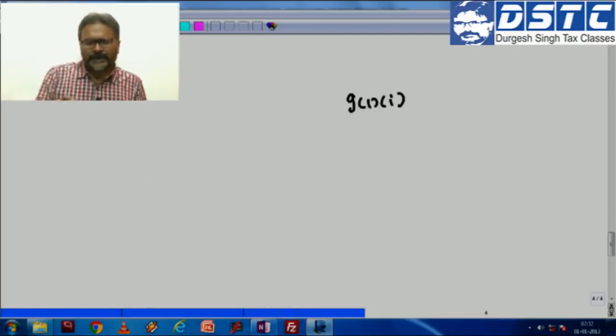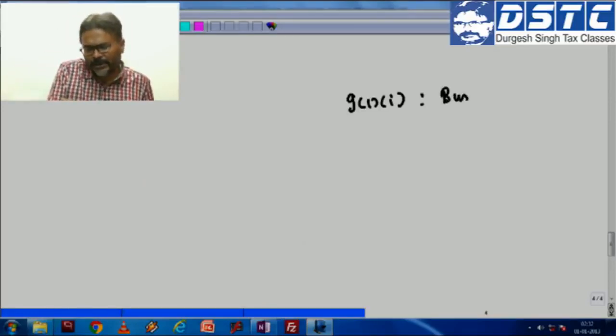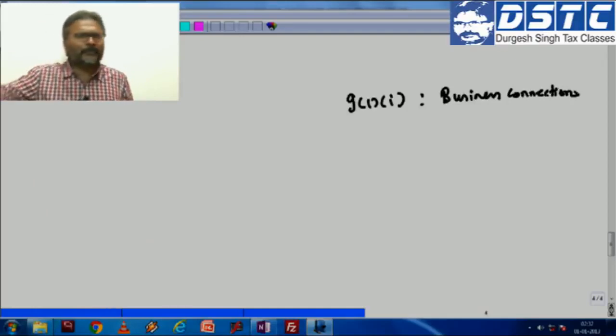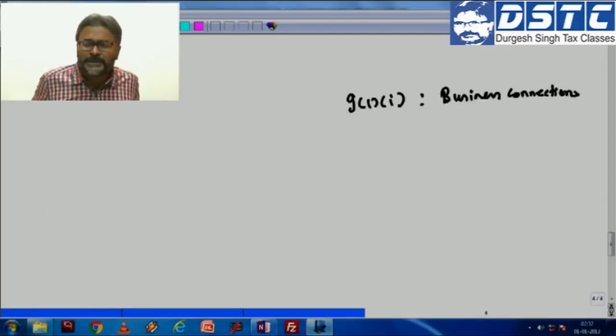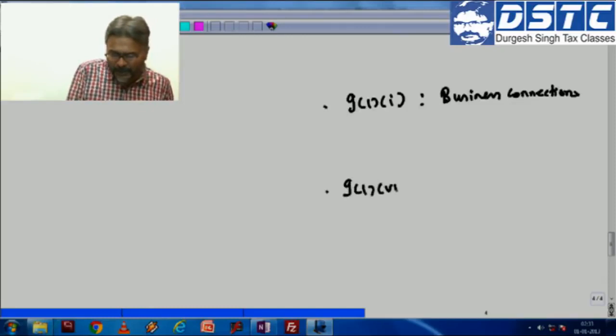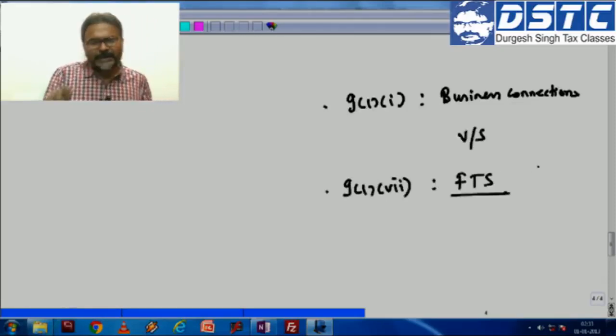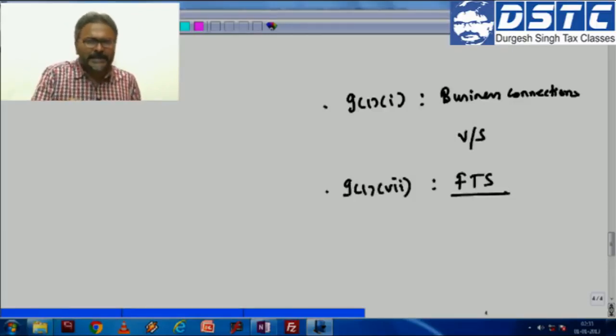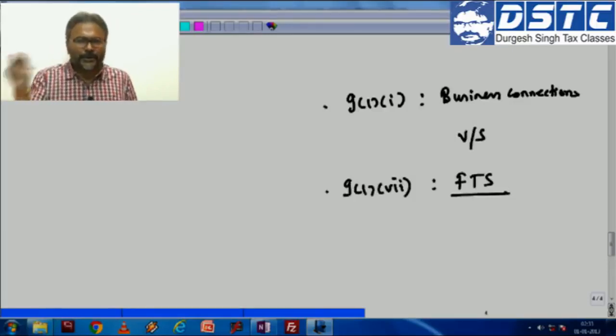So they give you a list of things. One of the things happens to be business connection. So if there is a business connection of the non-resident in India, then which income will it give rise to? Business income. So that business income will be deemed to accrue or arise in India for that non-resident. 9(1)(vii) is about fees for technical services. So the question that came up was whether it is a business income arising from that business connection or FTS.